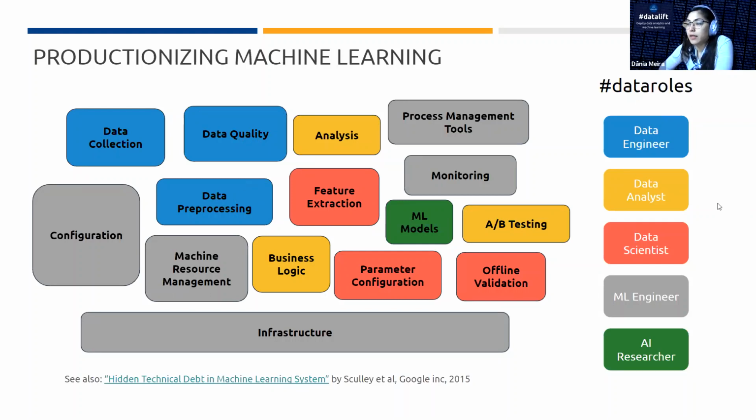You have the data analyst in yellow, and those would be the analysis, business logic, and A/B testing pieces. As for the data scientist, I have here feature extraction, parameter configuration, and offline validation. As for the machine learning engineer, in gray, we have the process management tools, monitoring, machine resource management, configuration, and the infrastructure that is covering the overall process. And lastly, there is the AI researcher, represented in green, which is taking care of the machine learning models.